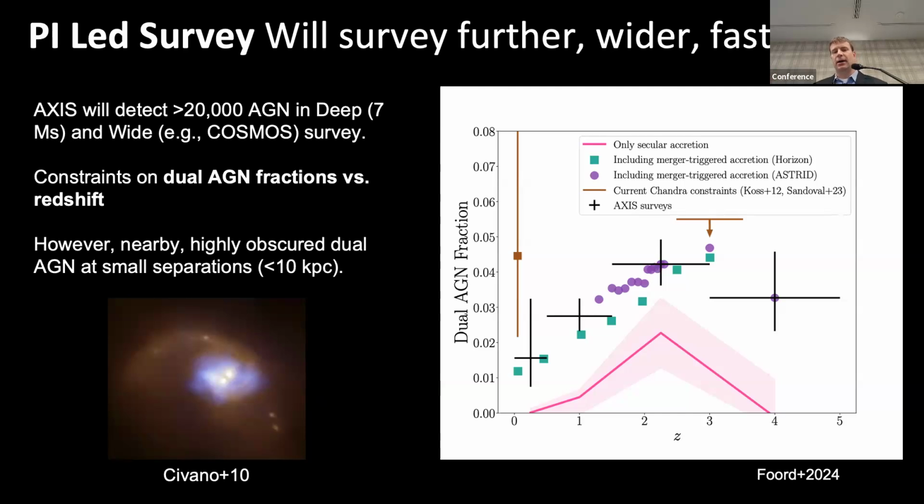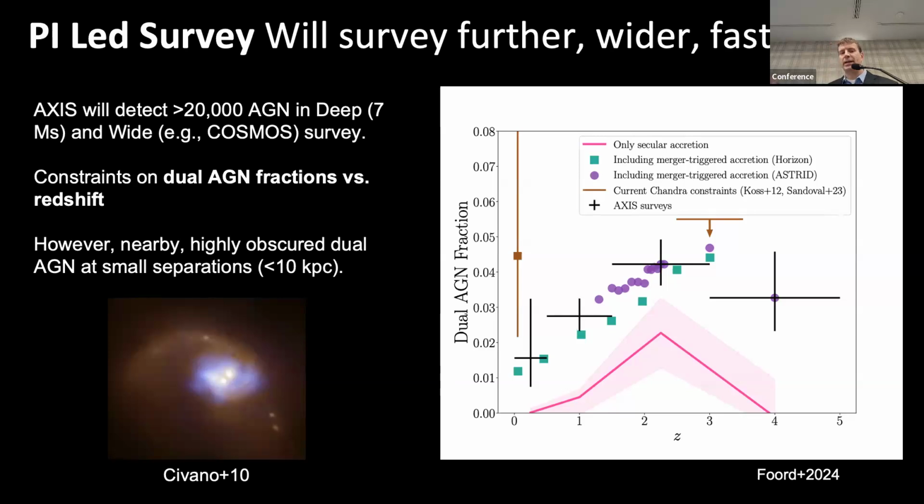Red is only secular accretion, nothing from mergers, and those black crosses are what, if we believe the simulations, we would get from AXIS. And then the brown at low redshift is from a study I did a while ago using Chandra to survey 170 AGN and look at the ones that are mergers and look at their dual AGN fraction. So it was not a large enough sample, so it had fairly large error bars. But what you'll notice is even with the error bars, the fraction was significantly above what we expect, either from secular accretion or from predictions from simulations.